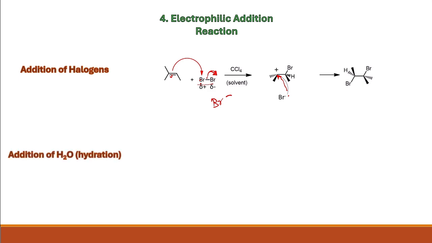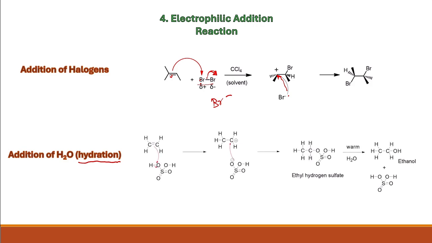Addition of water. This is a specific type of addition reaction, and it's called hydration because we add a water molecule. In this reaction, we use sulfuric acid as a catalyst to add the water molecule. So in the mechanism of the reaction, you're going to find that we don't simply use a proton to add to the double bond, but we use the sulfuric acid.